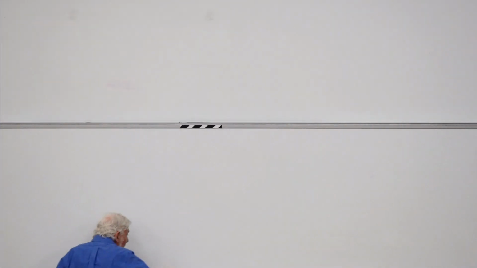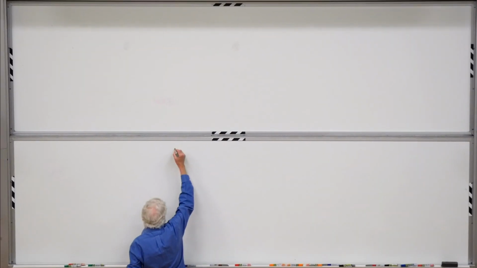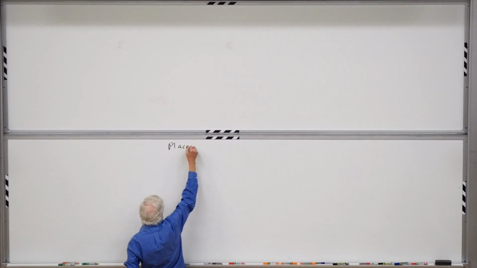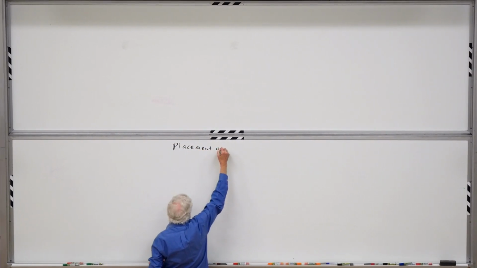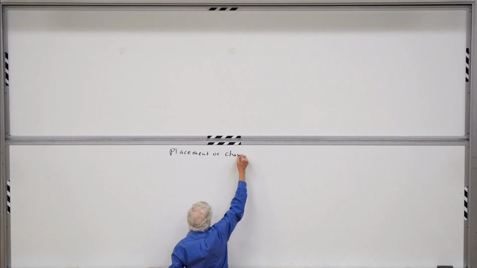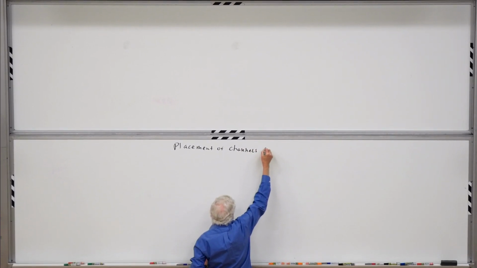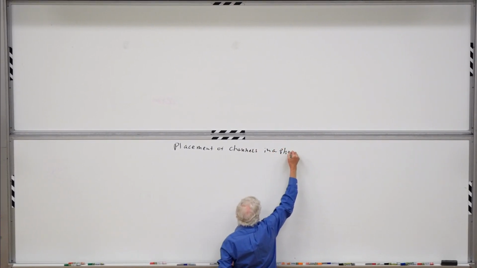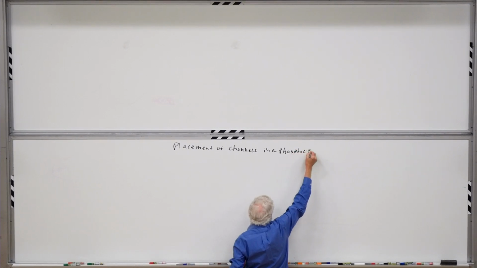But let's start here with placing the channels in the membrane. So let's just label this as placement of channels in a phospholipid bilayer.